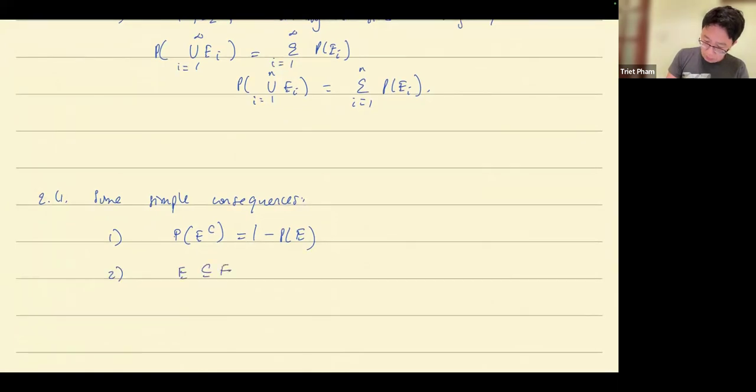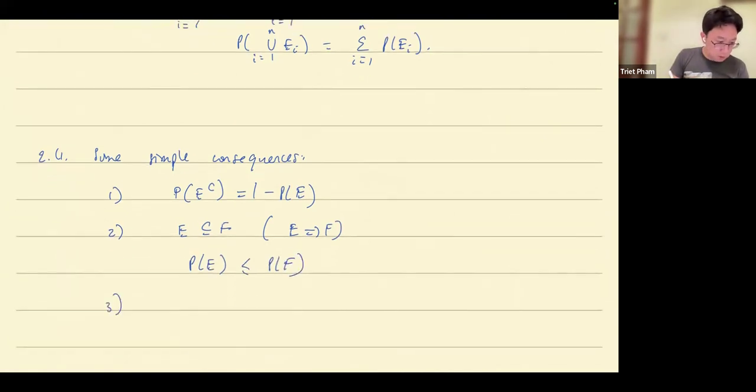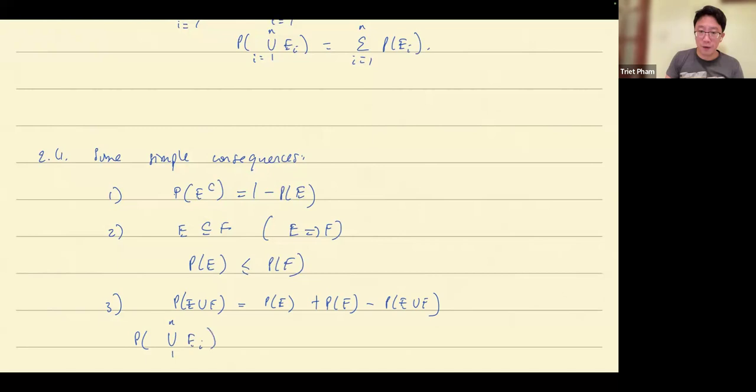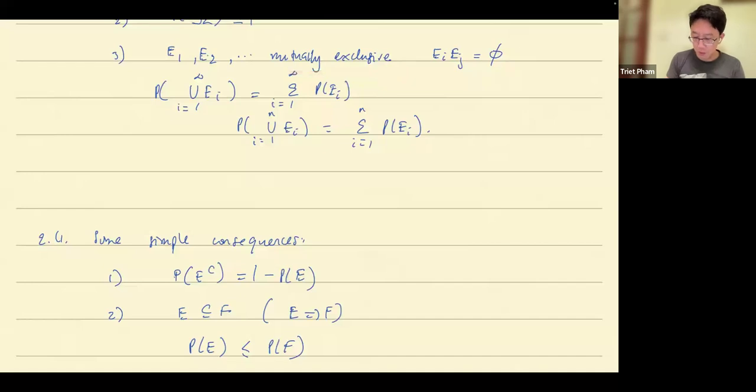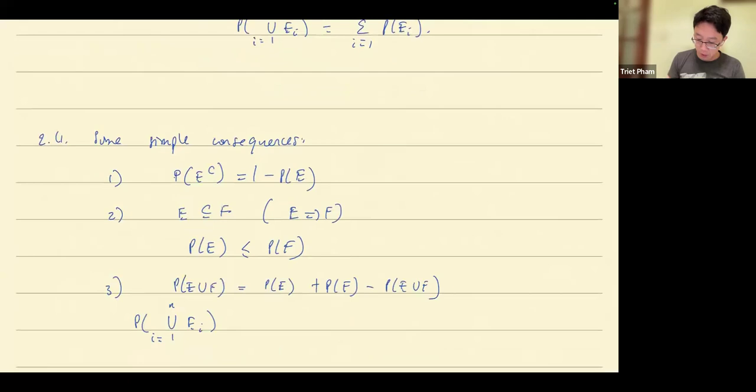If the first event is contained in the second event, then the probability of the first event must be no more than the probability of the second event. The third one is called the inclusion-exclusion formula. At the simplest level, it's going to be like this. At the most general level, you have n events and you union them up. Notice here the events don't have to be mutually exclusive. If they're mutually exclusive, then it's just a sum. But here we're interested in events in general.